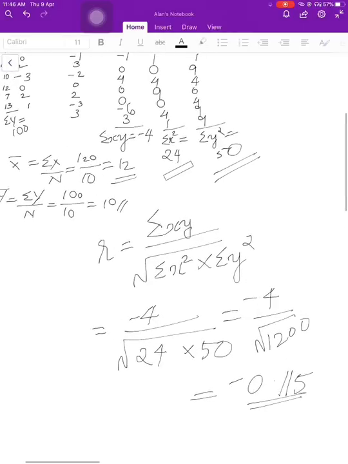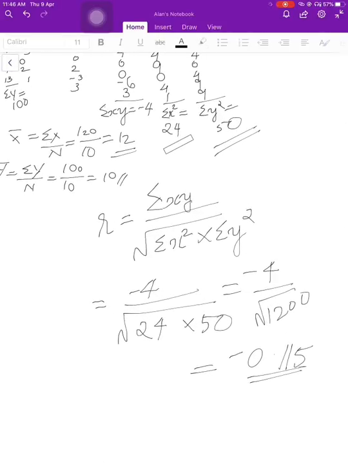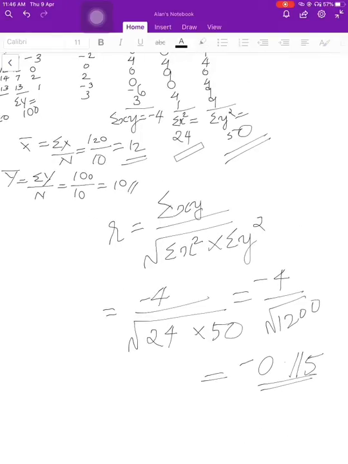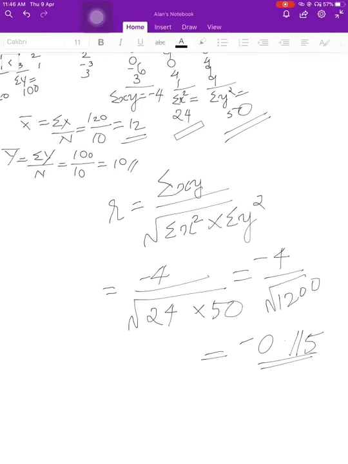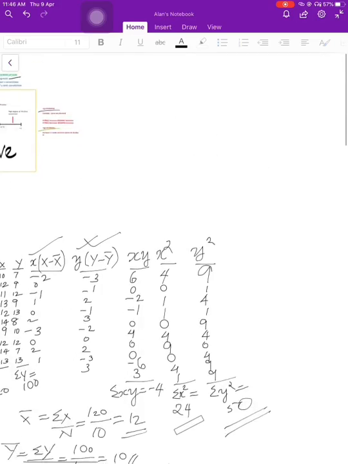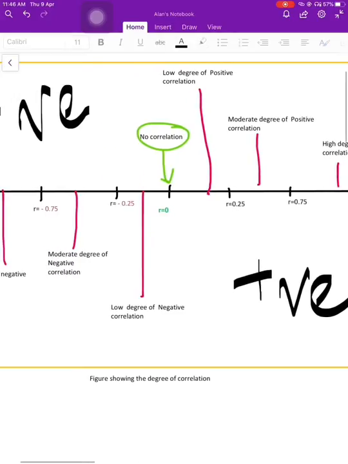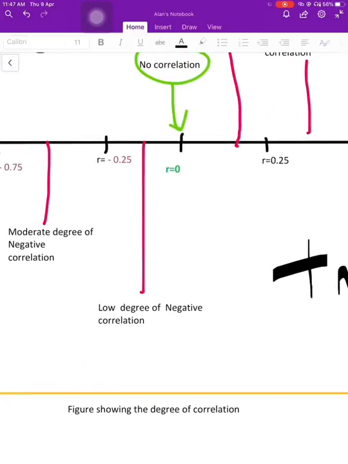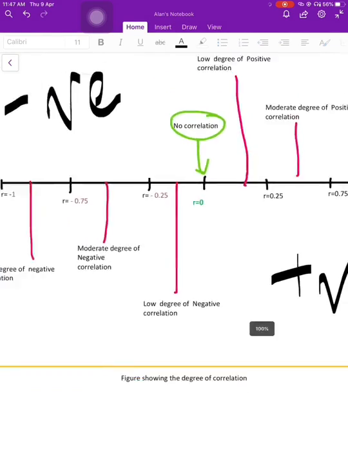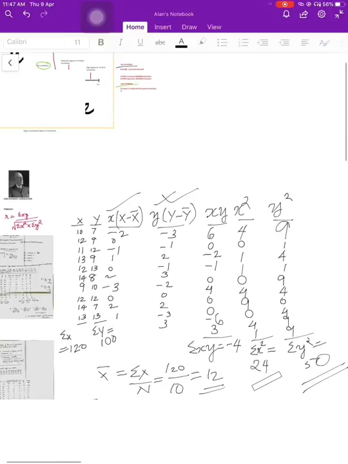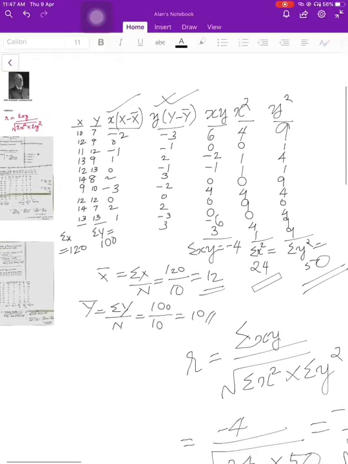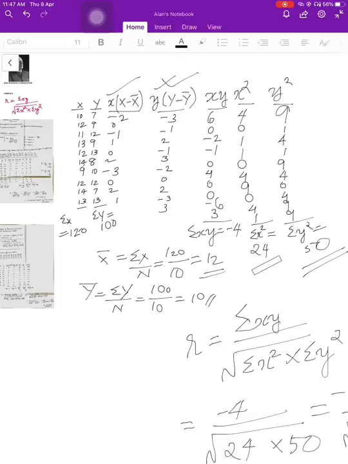These were very simple because you used to do it previously also, so there is no difficulty in this thing. Only thing is that you have to put the whole thing into this formula, and once you're done with it, you'll be getting minus 0.115, right? So now see where exactly minus 0.115 will be lying. It will be between r is equal to 0 and r is equal to minus 0.25. And what is it? It means low degree of negative correlation, right? So we just have to write as there is a low degree of negative correlation at the end of the sum.